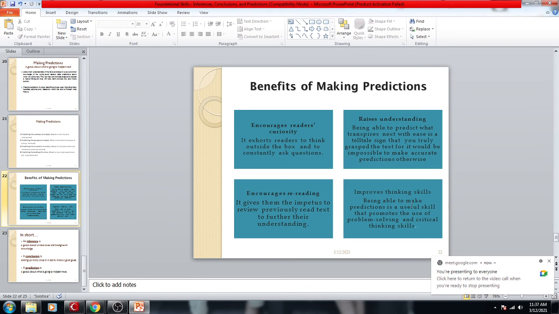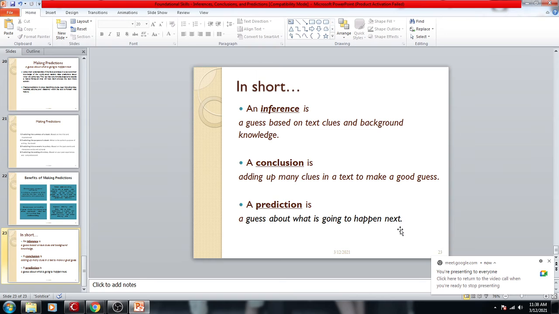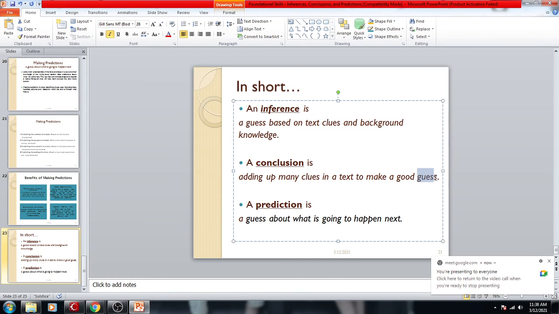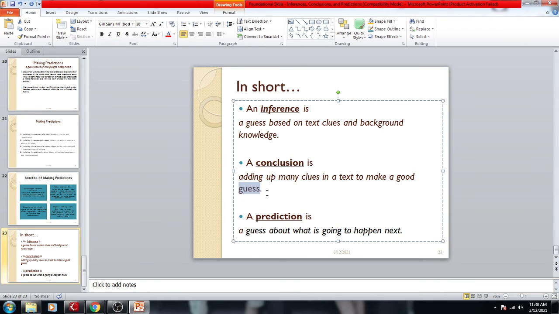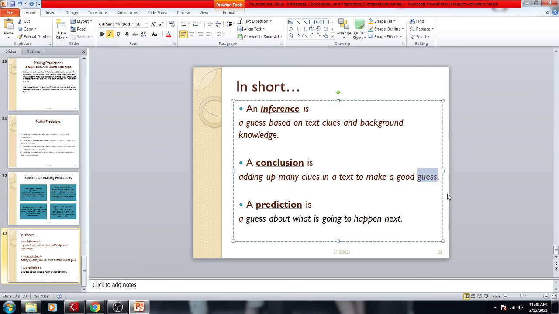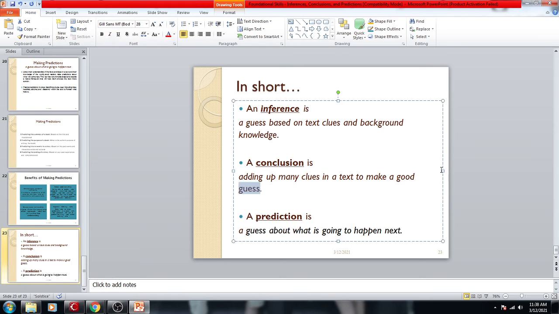And it improves thinking skills, as we have said. Being able to make predictions is a useful skill that promotes the use of problem solving and critical thinking skills. In short, guys, an inference is a guess. A conclusion is a guess. A prediction is a guess. But all of them are educated guesses.